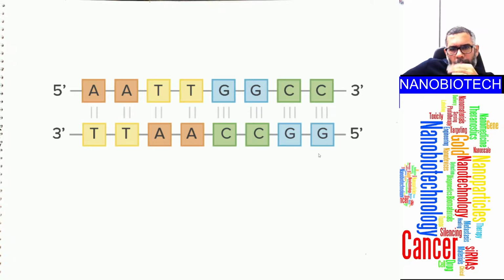This means that the two strands of a DNA double helix have a very predictable relationship to each other. For example, if you know that the sequence of one strand is 5' AATTGGCC 3', as you see over here, then the complementary strand must have the sequence 3' TTAACCGG 5'. This allows each base to match up with its partner.